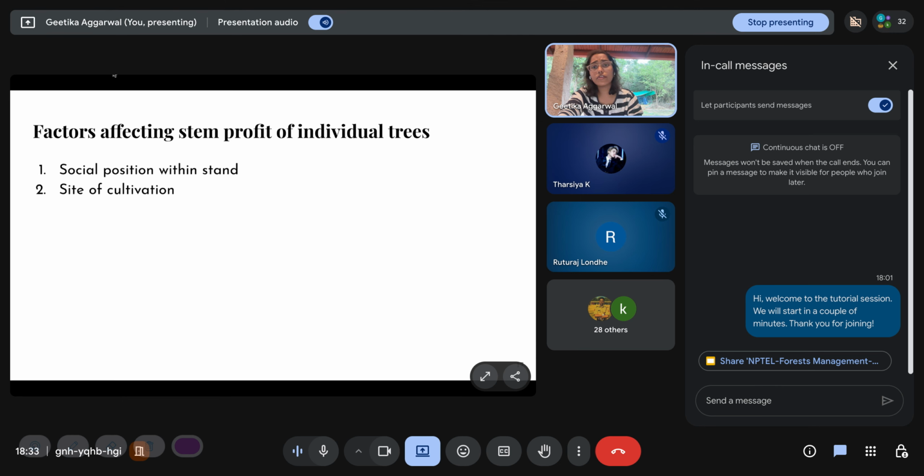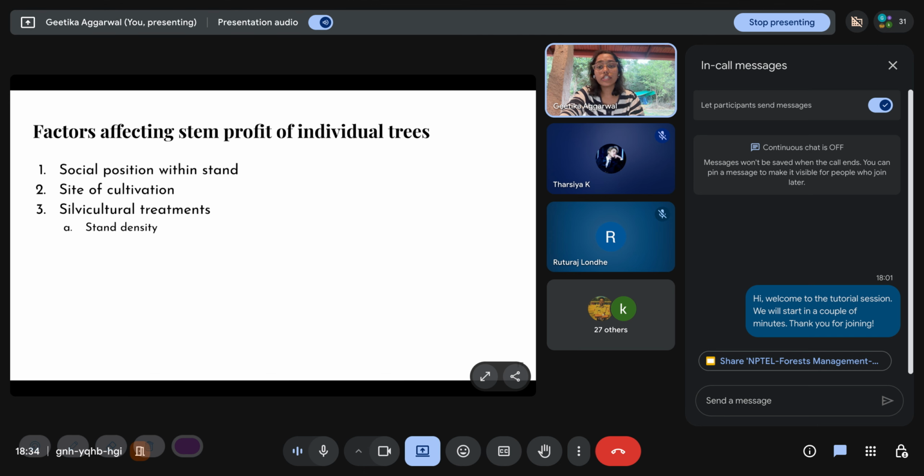Talking about site of cultivation, if you're in a windy area or a slopey area, then those will have more wind action. If you're on level ground, you'll get less wind, and that will be better for getting better quality timber. When you talk about site of cultivation, you could also talk about the type of soils you have in different areas, and which ones are better for tree growth.